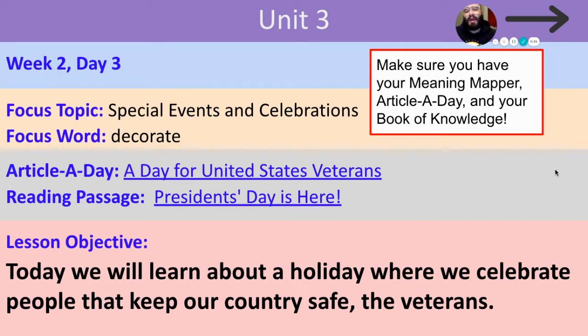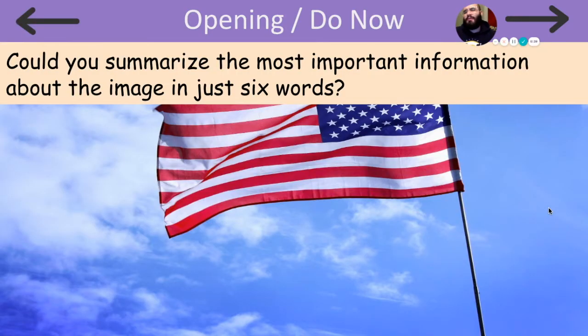Today we will learn about a holiday where we celebrate people that keep our country safe, the veterans. Could you summarize the most important information about the image in just 6 words? Stars, stripes, red, white, blue, and America. Those are the most important 6 things about this image.